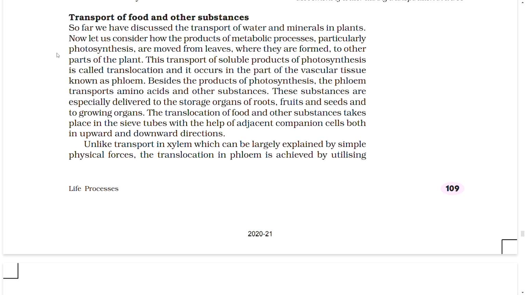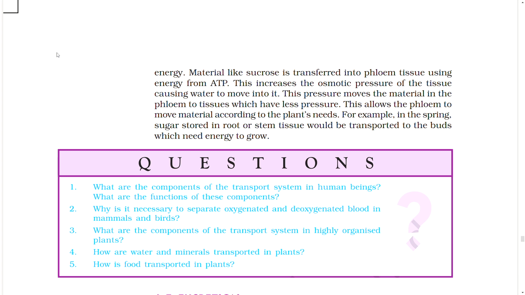Unlike transport in xylem, which can be largely explained by simple physical forces, the translocation in phloem is achieved by utilizing energy. Material like sucrose is transferred into phloem tissue using energy from ATP. This increases the osmotic pressure of the tissue, causing water to move into it. This pressure moves the material in the phloem to tissues which have less pressure. This allows the phloem to move material according to the plant's needs. For example, in the spring, sugar stored in root or stem tissues would be transported to the buds which need energy to grow.